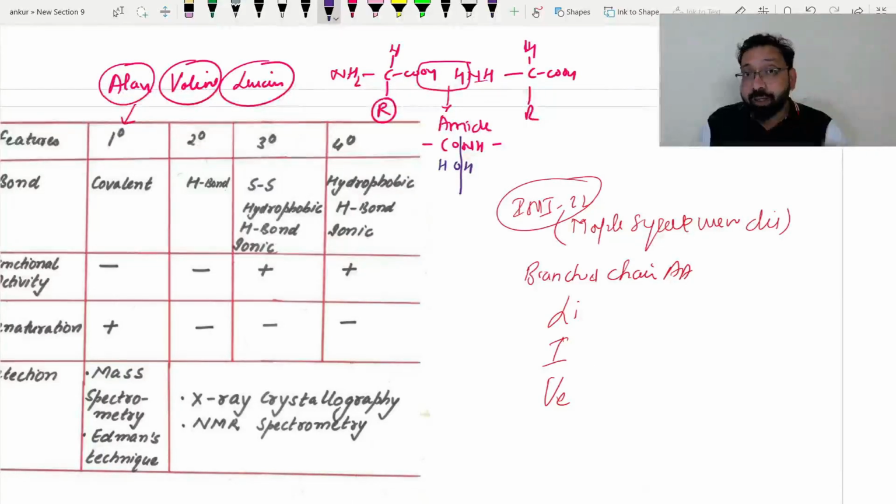And we know that any enzyme which cuts a bond with addition of water is classified as hydrolase. Again, I repeat, any enzyme which cuts a bond with addition of water is classified as hydrolase. So all proteolytic enzymes cut this amide bond, this peptide bond, with addition of water. So that's why all proteolytic enzymes are hydrolase.